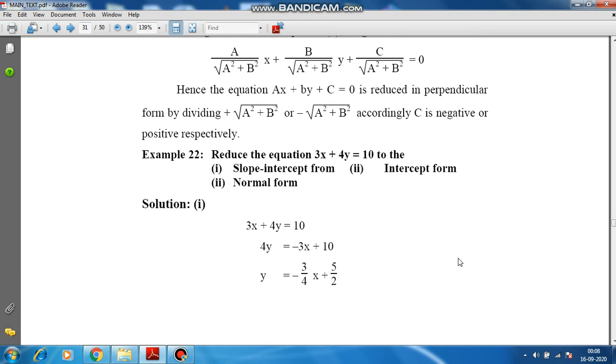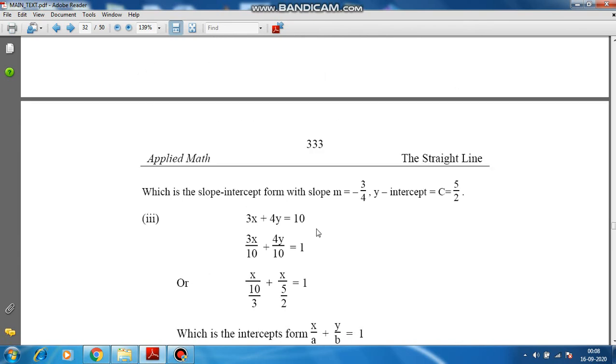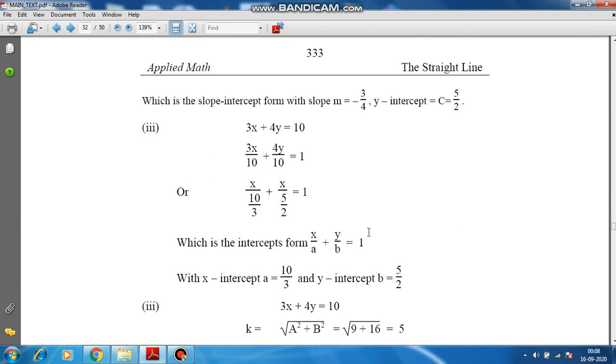So here there is an example. Reduce this equation 3x plus 4y equal to 10 to slope intercept form, intercept form and normal form. This is very simple. You can see the examples here.